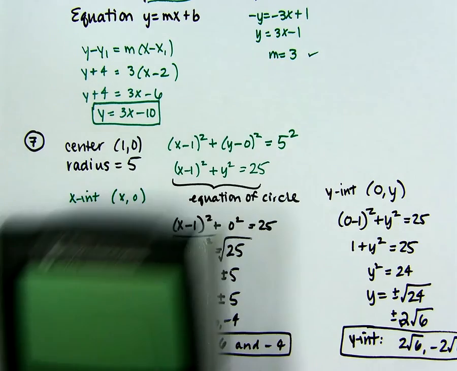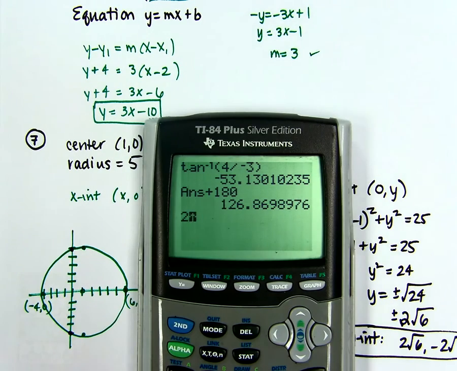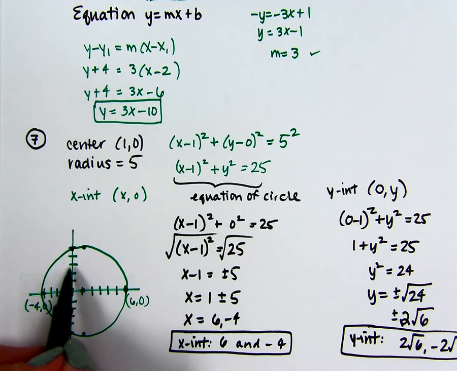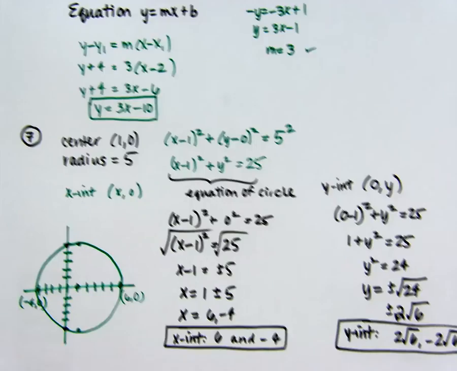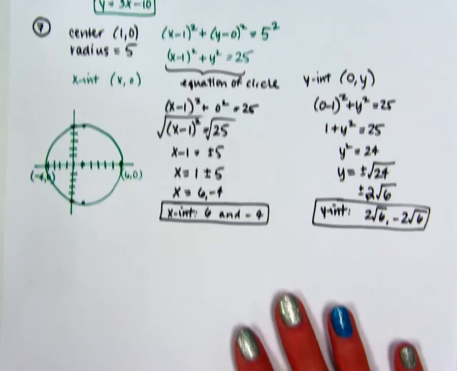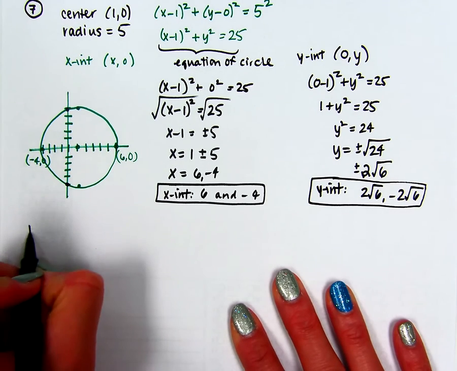And if we figure out what those are as a decimal, right, that's about 4.89 and, 1, 2, 3, 4, 5, so just a little under 5, so that matches up and makes sense with our diagram. All right, next question, number 18.